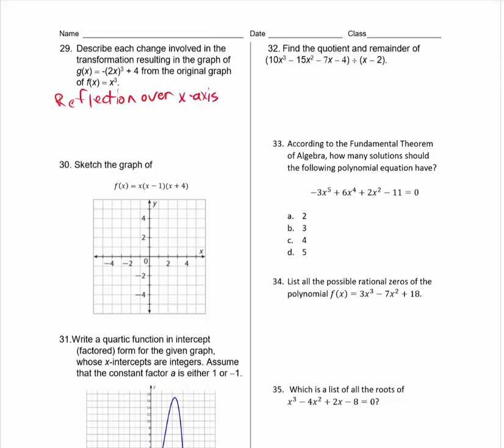That's the negative. The 2 is on the inside, and so that means you have to flip it over and think of it like 1/2, and so that means it's a horizontal shrink of 1/2. And then the plus 4 on the outside is a shift up of 4.